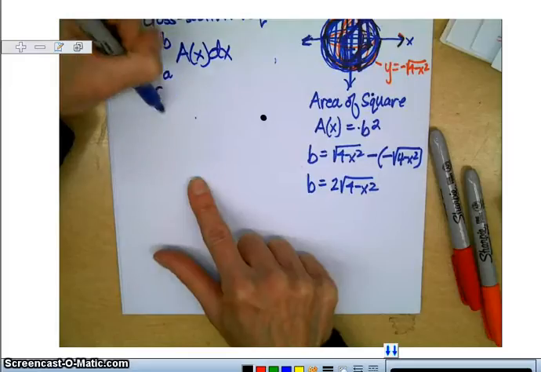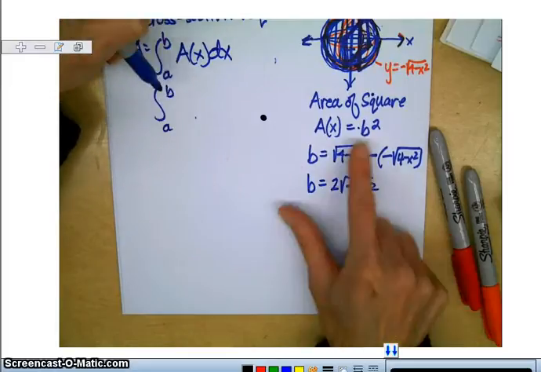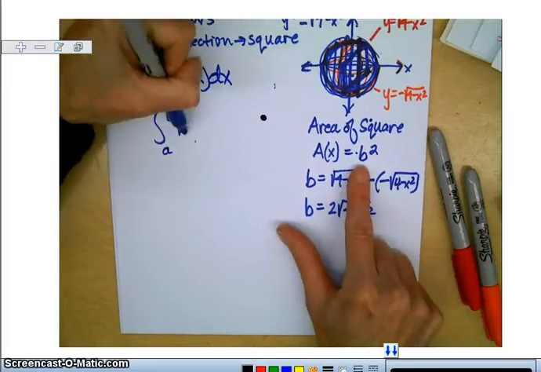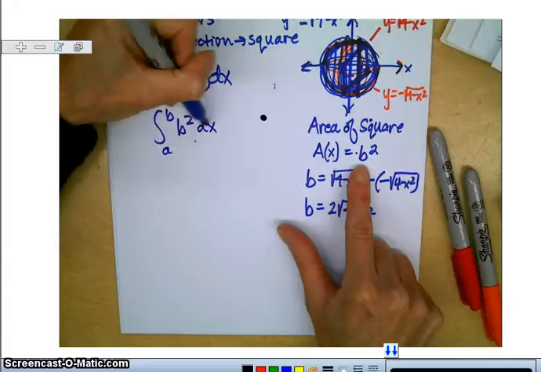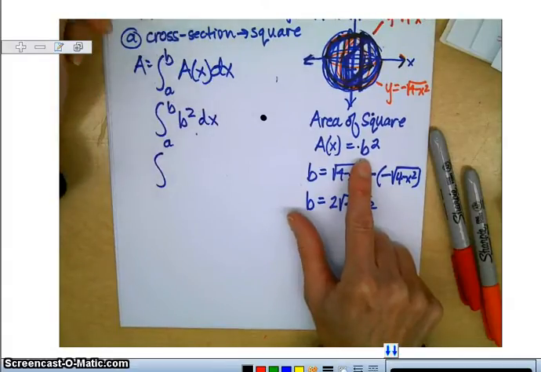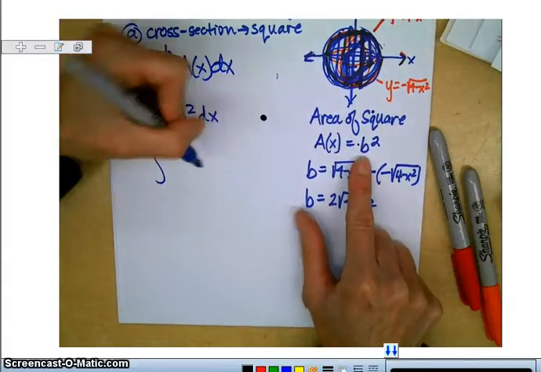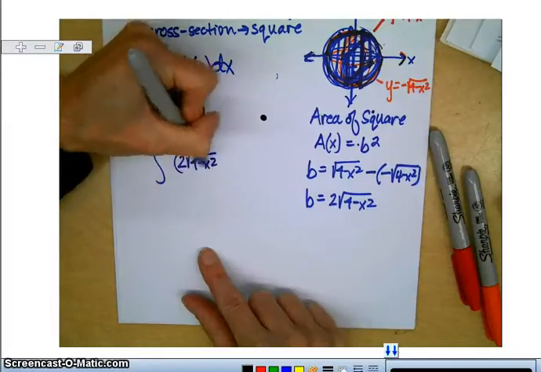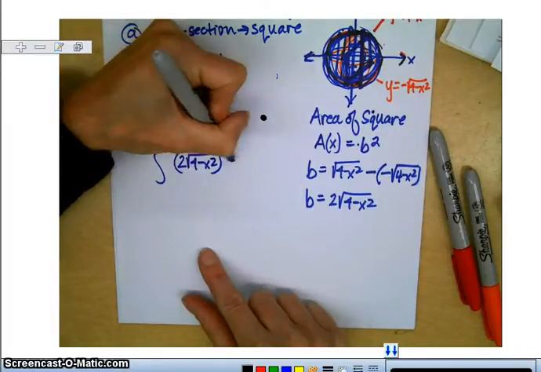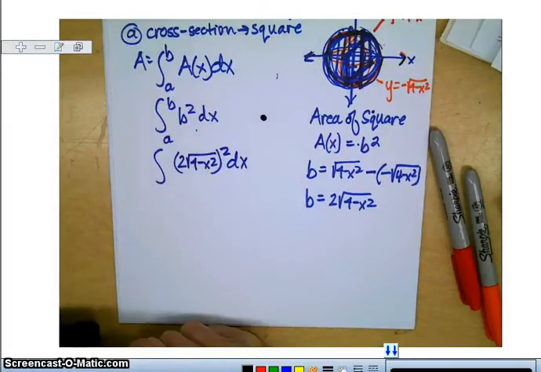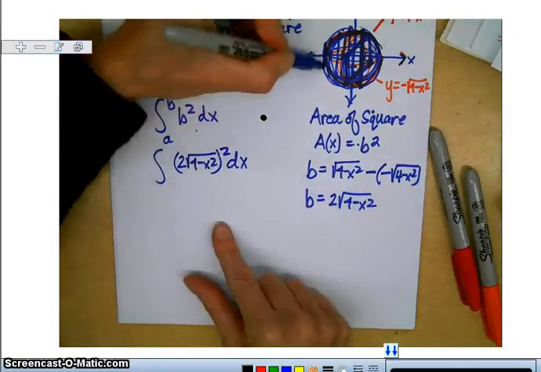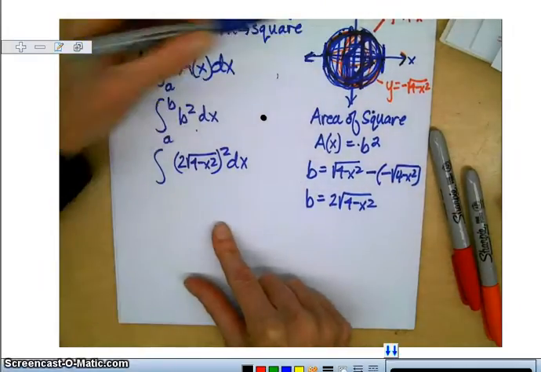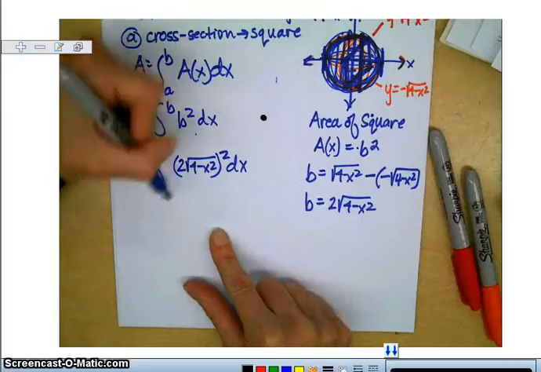Well, what's my area formula? b squared. But what was my b? 2 square root of 4 minus x squared, and I need to square that. So now I need to figure out where I'm integrating this on. Where does this area start and end on the x-axis? Negative 2 to 2.